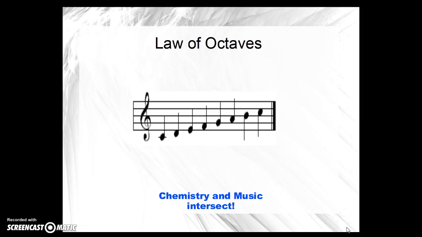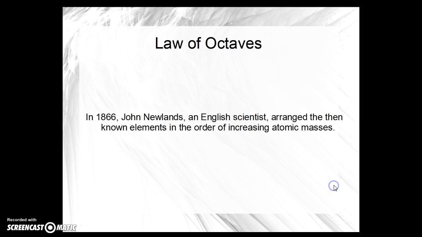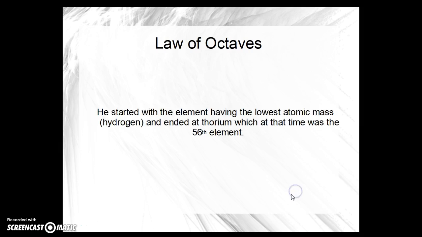Let's consider a humorous part of chemical history, the law of octaves, where chemistry and music intersect. In 1866, John Newlands, an English scientist with musical aspirations, arranged the then known elements in the order of increasing atomic masses. Remember, atomic numbers, protons, neutrons, electrons were unknown in the middle of the 19th century.